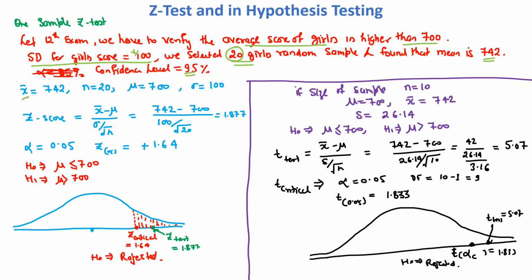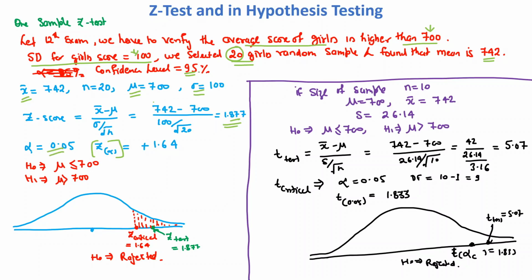So we are given x bar, the sample mean, 740, the number of samples is 20, and mu is equal to 700, the population mean. The population standard deviation is 100, so we can use the z-test directly. The z-score is x bar minus mu divided by sigma divided by root n. If you apply this, you will get 1.877.